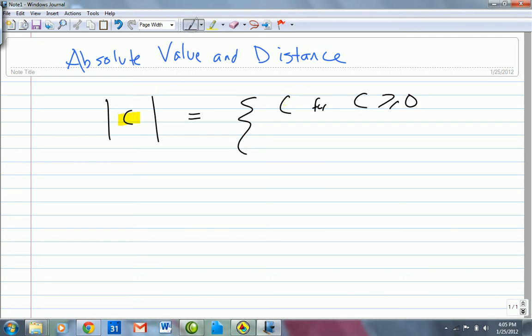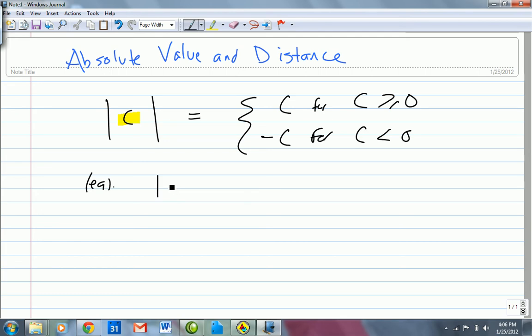Okay, but it does something to values that are less than 0 or negative. So when those negative values go into the absolute value bars, they come out as the opposite of what they came in as. Now, don't let that negative sign fool you, right? That whole thing becomes positive because we're taking the opposite of an already negative number, and the opposite of an already negative number is positive. So even though that looks like it's negative, it's not. Okay, so here are a couple basic examples.